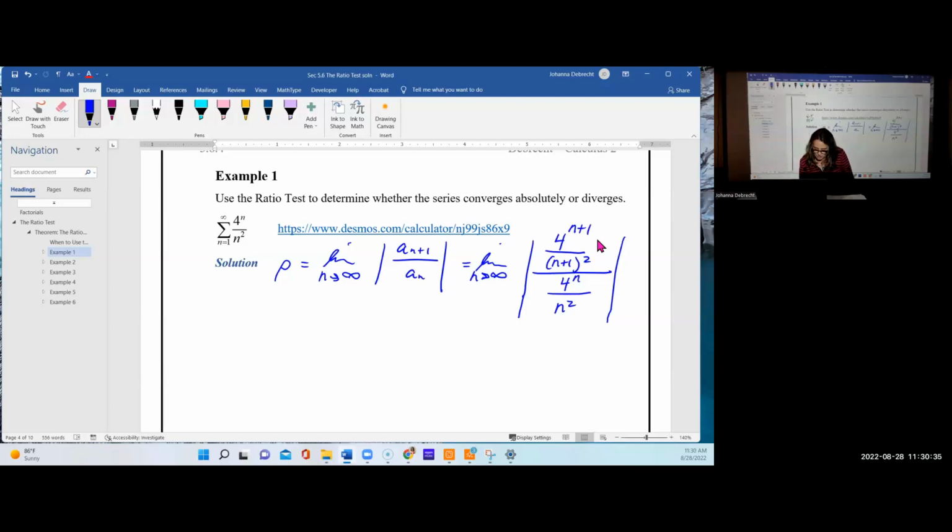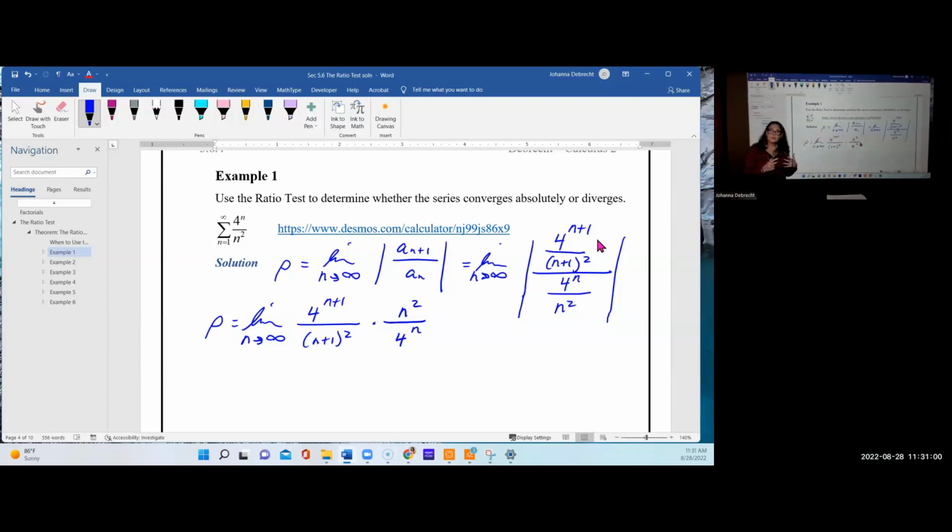Now, to deal with the complex fraction, you're going to take the first fraction and multiply by the reciprocal of the denominator fraction. So we basically end up with 4 to the n plus 1 over n plus 1 quantity squared times n squared over 4 to the n. That's usually the easiest way for students to work with the ratio test in simplifying the complex fraction. So again, the bottom of the bottom becomes on top, and the top of the top is still on top. And everything that was sandwiched in between those stays in the denominator.